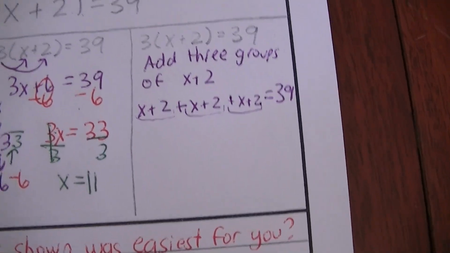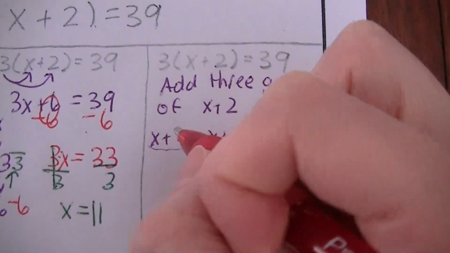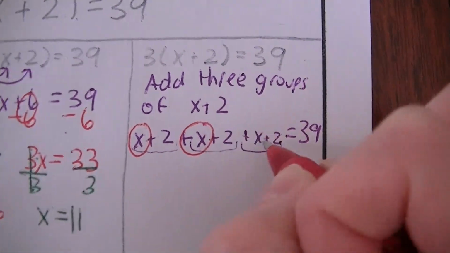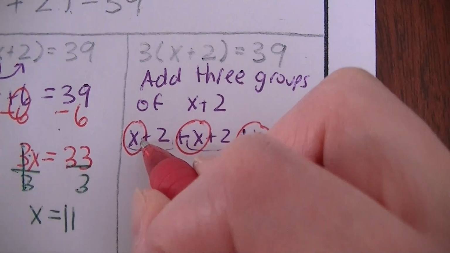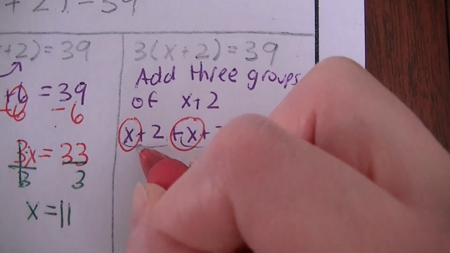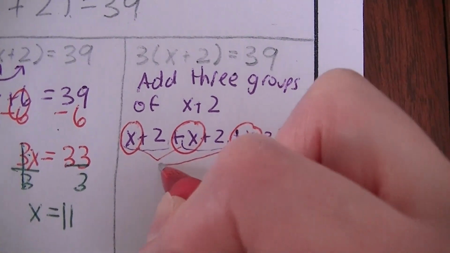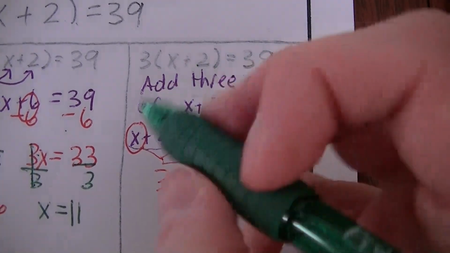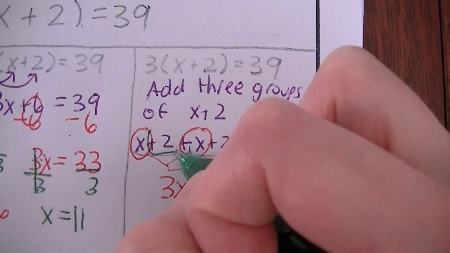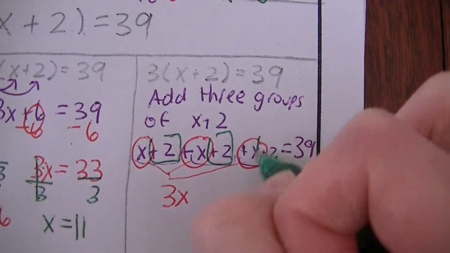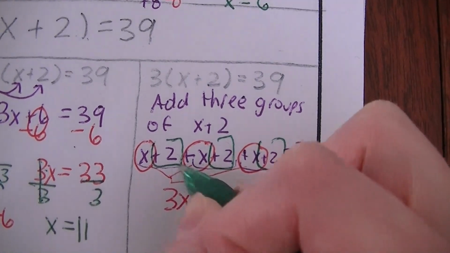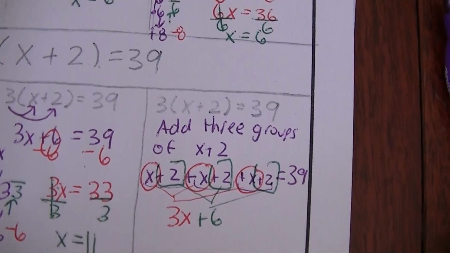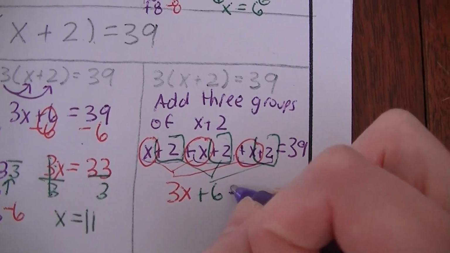Okay, now let's go ahead and simplify it. I see that we have an x right there, plus an x right there, plus an x right there. x plus x plus x is 3x. And then I'm going to go ahead and add those positive 2s. Positive 2 plus 2 plus 2 is a positive 6. And that's going to equal 39.